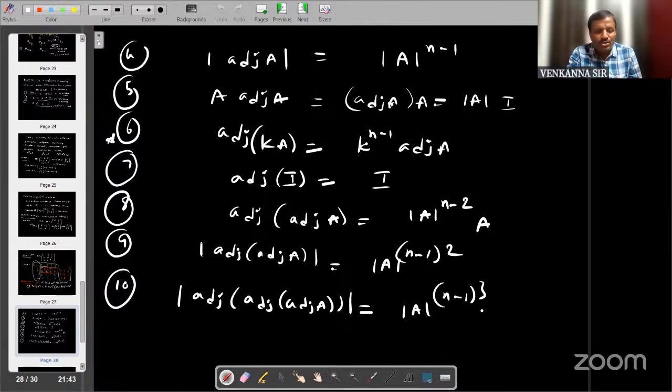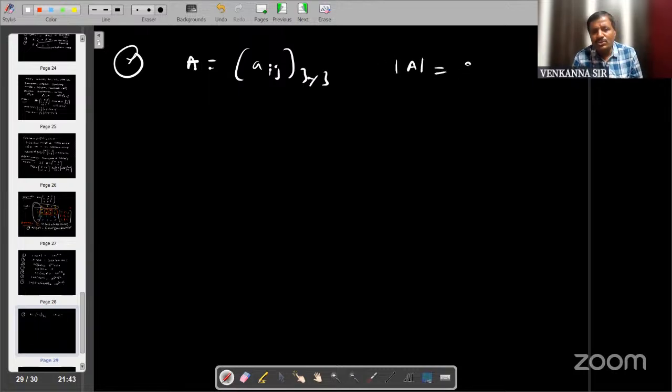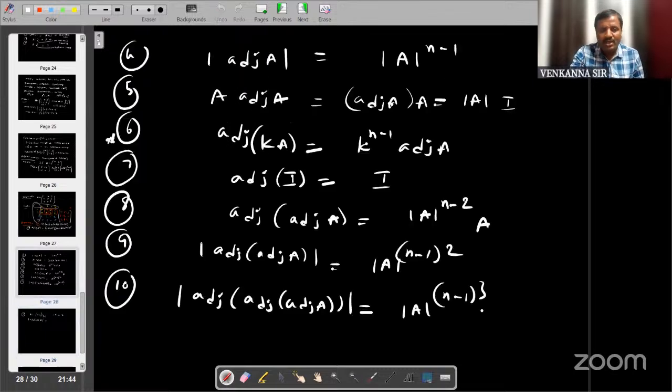So the problems also I will discuss here. Related to this, one question: if A is equal to Aij, a 3 by 3 order matrix, and determinant of A is equal to 2, then what is the determinant of adjoint A? This is also a previous GATE question. This type of question they will ask in the exam. Then in that case we have to remember this formula immediately. Without knowing this property we cannot attempt this question.